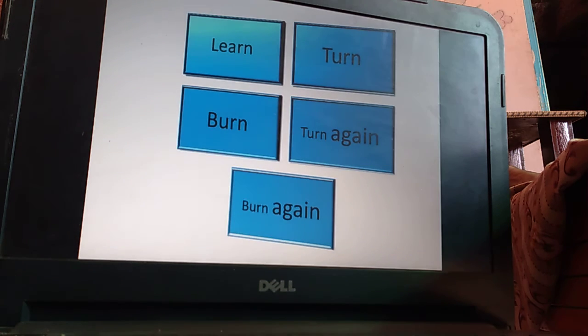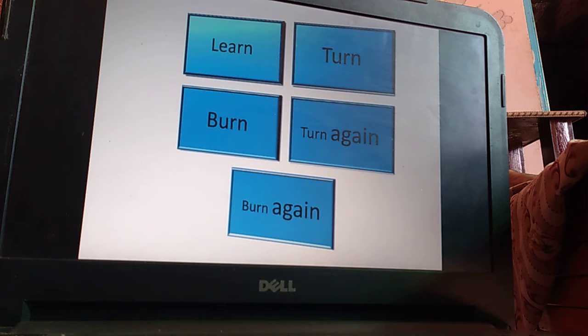So learn, turn, burn, turn again, and learn again. That means you are going to learn first of all what your goal is as a teacher, and how you are going to turn your class to the best position, and how you are going to burn them. What I mean by burn, you are not going to set a real fire, but you are going to set a fire by vocabulary, by words, by knowledge.